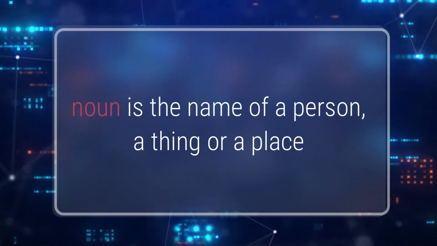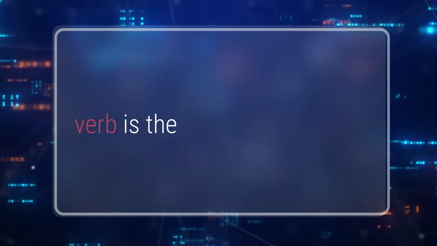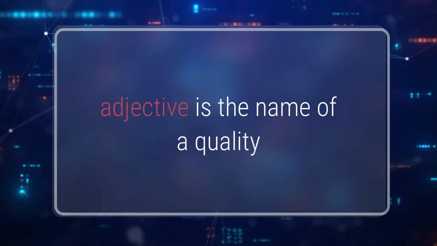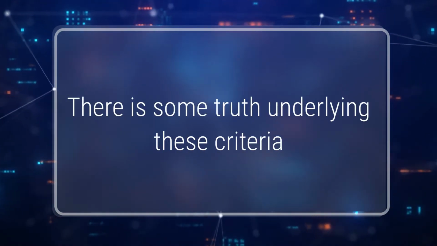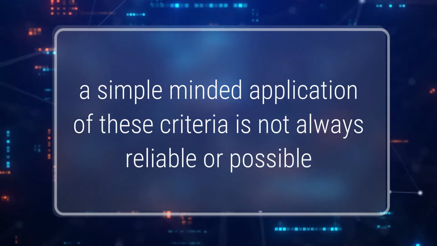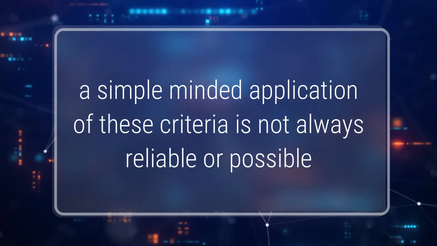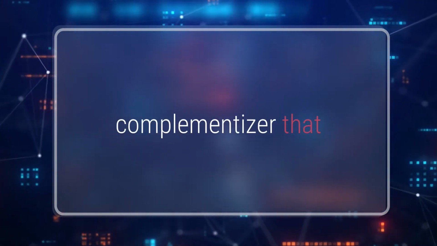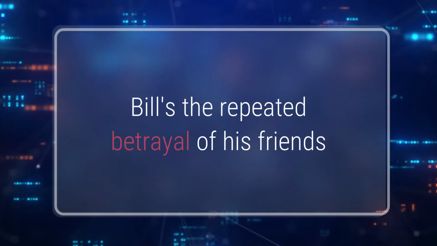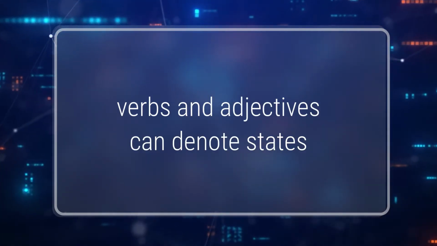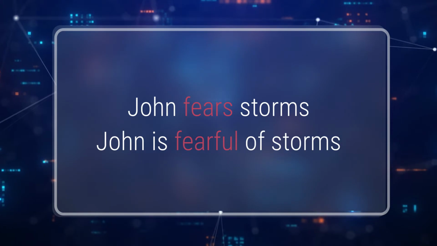A noun is sometimes said to be the name of a person, a thing, or a place. A verb is said to be the name of an action. An adjective is the name of a quality, and so on. There is some truth underlying these criteria, and they can be useful. However, a simple-minded application of these criteria is not always reliable or possible. Sometimes, words have no discernible meaning, say, for example, the complementizer that. Nouns can name actions, as in Bill's repeated betrayal of his friends. Verbs and adjectives can denote states, like John fears storms. John is fearful of storms.